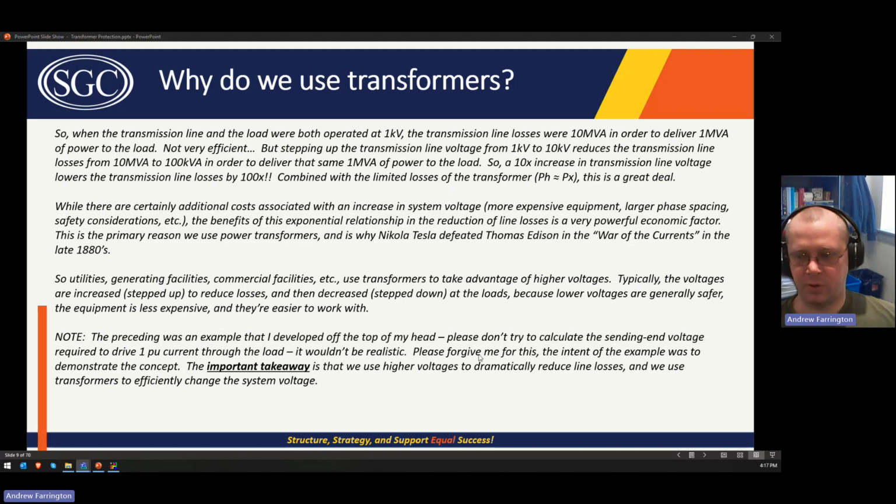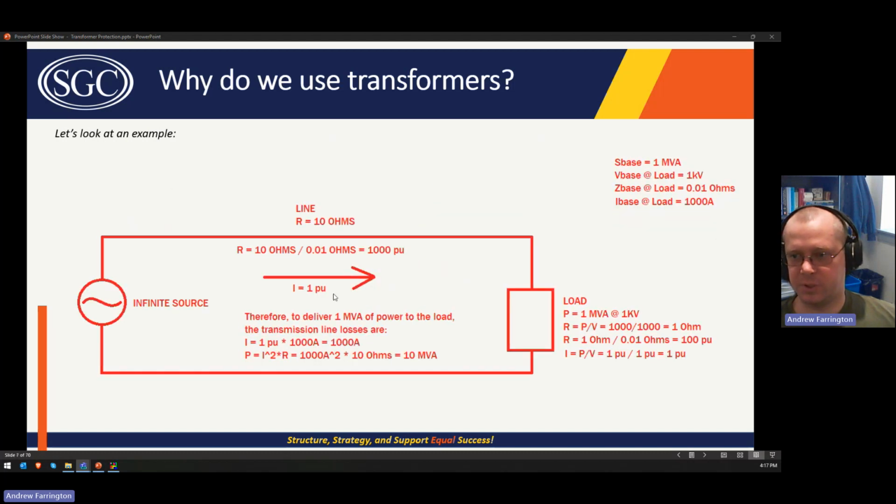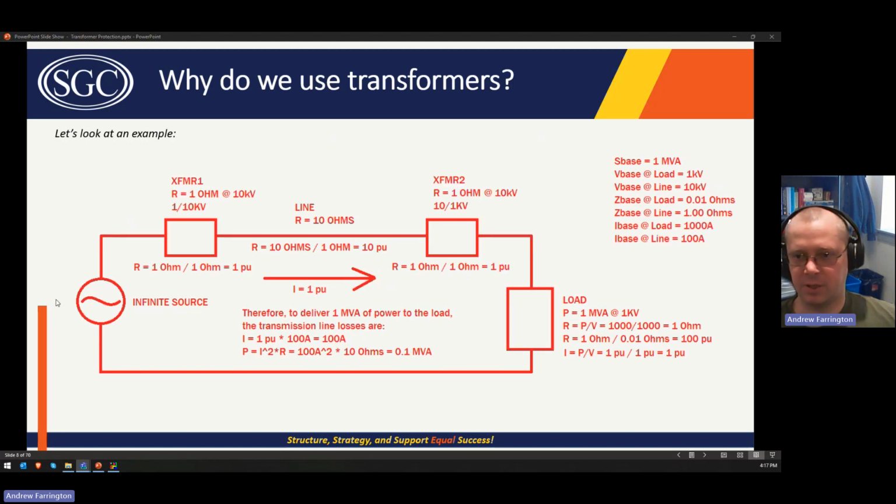I did have a note in here that for this example I came up with, don't try to calculate what the sending end voltage would be, because it's not going to be anything that's close to realistic. Again, this was just an example to demonstrate that linear to exponential relationship between the voltage and the line losses.